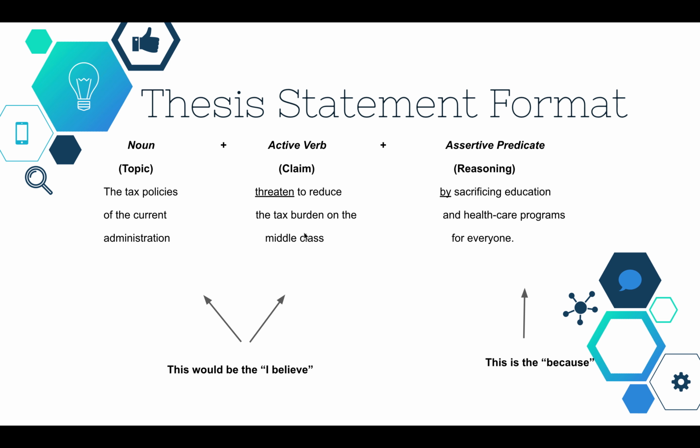When you make a claim, every claim has to be explained. There's got to be an implication. What is the implication of this? How can I prove it? Right here. By sacrificing education and healthcare programs for everyone. Now, when you're looking at a thesis, you really are looking at a what, how, and why. What am I trying to say? How is it true? And why is it relevant, or why does it matter? When you're looking at a thesis that is that complex, you've got a what and how and a why.